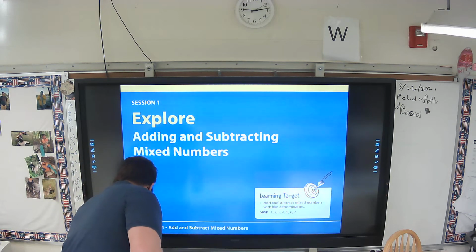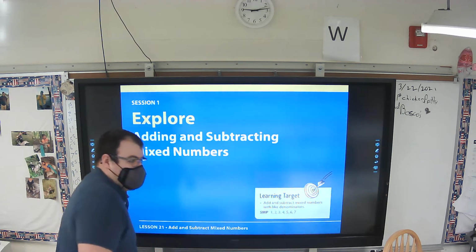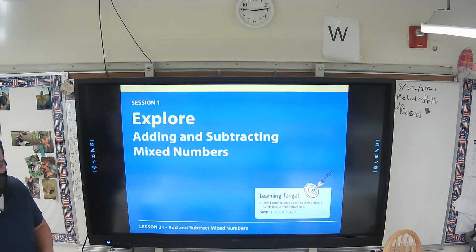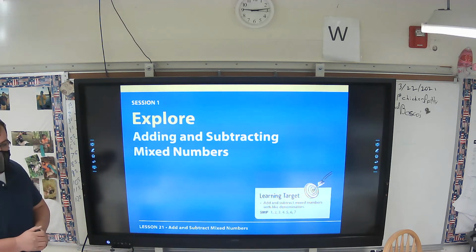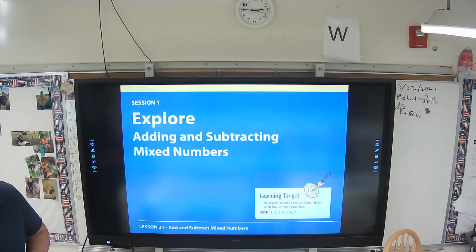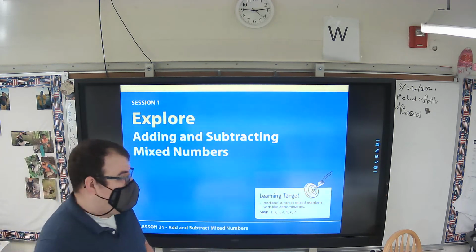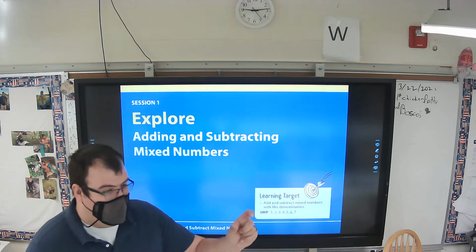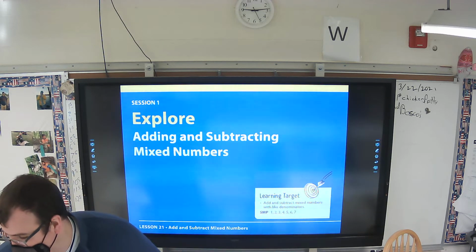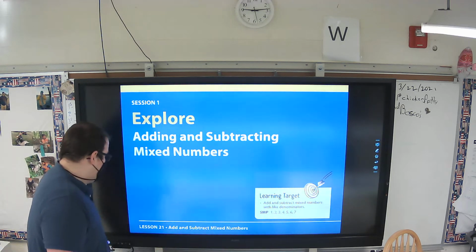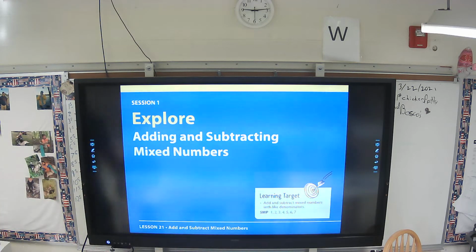We're adding and subtracting mixed numbers with like denominators. Anybody know what a mixed number is? Chris? It's a whole number with a fraction with it. Yeah, it's a number with a fraction with it, right? Like 2.5 or 1 3/4. It's a whole number with a fraction right behind it. That's all it is.